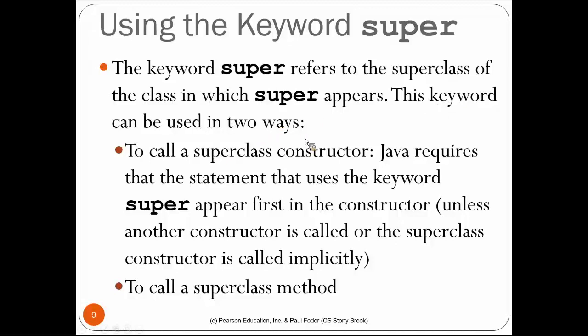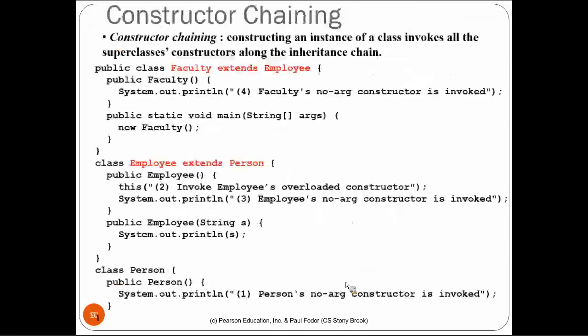And this keyword can be used in two ways. It can be used to call a superclass constructor, and Java requires that the statement that uses the keyword super appears first in the constructor, again, unless there is another constructor that is called. And it can be used to call a superclass method, and we'll see what that means. Basically, we can call from the subclass a superclass method that is currently overridden in the current subclass. But first we start with constructor chaining.